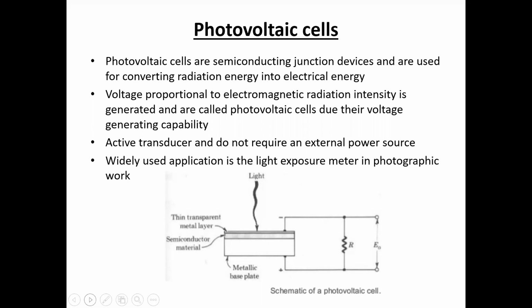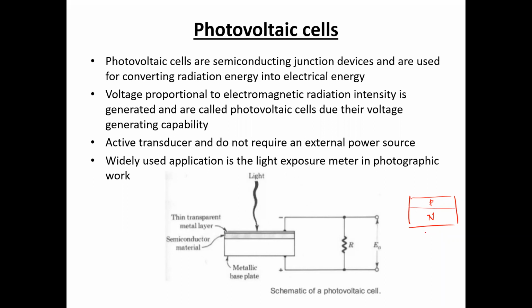Typically, the construction of a photovoltaic cell consists of a p-n junction, that is, a p type material and an n type material, and when this p-n junction is exposed to incident light, it generates voltage as its output.